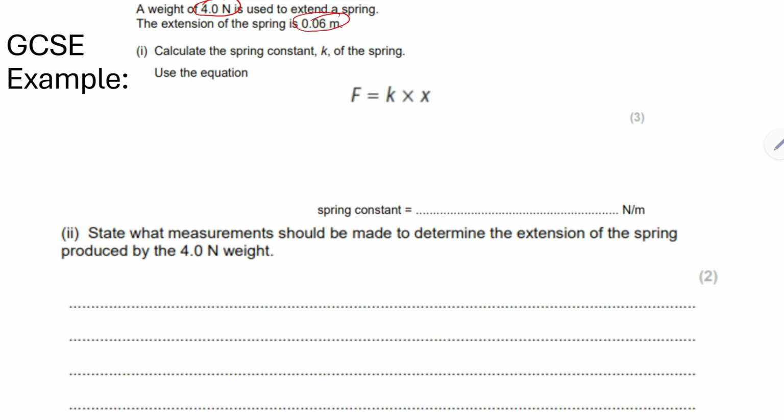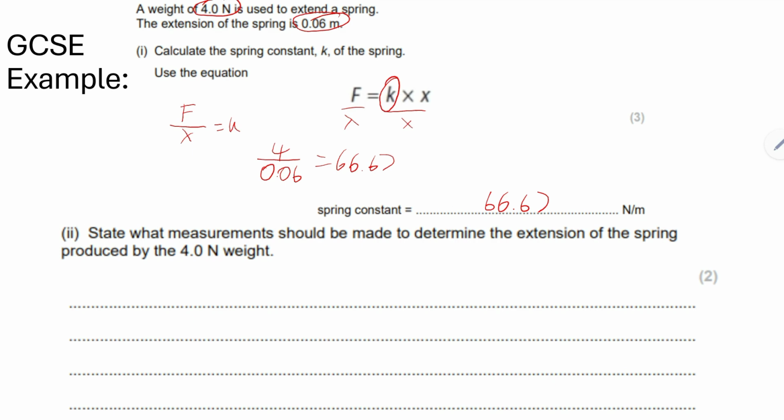So we know what the force is, which is 4 newtons, and we know what the extension is, which is 0.06 meters. So we just need to rearrange it so we can get k as the subject, so we just divide x on both sides. So we're going to be left with F over x equals k, and so all we need to do is just 4 over 0.06, and that'll give us 66.67 newtons per meter.